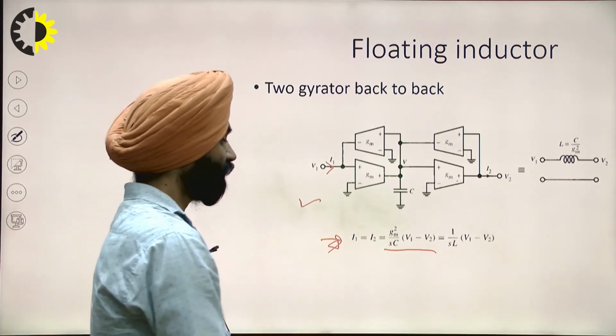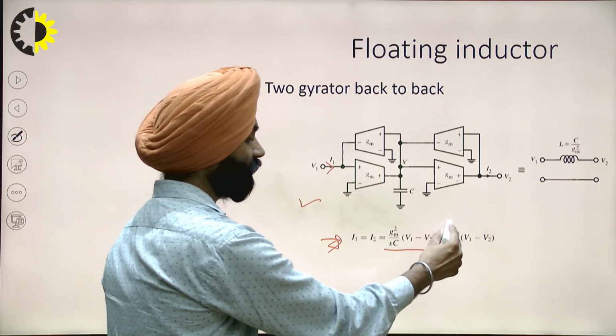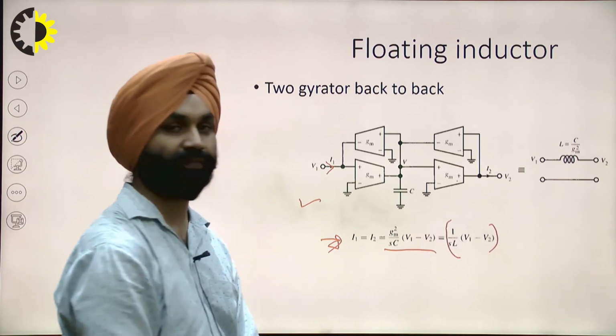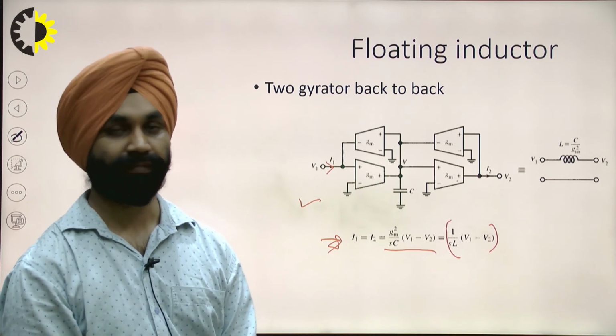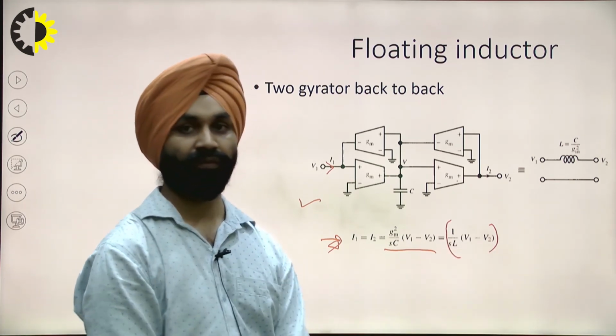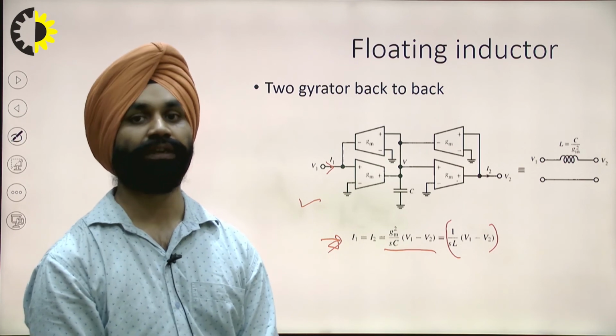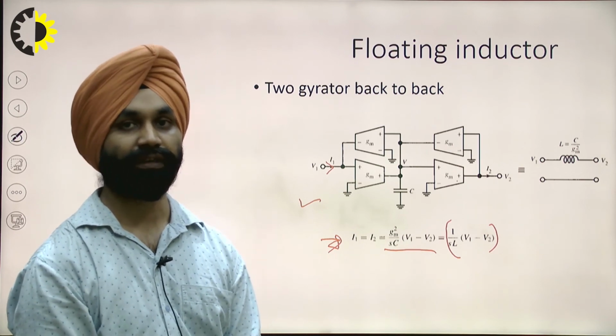So if this is 1 by S, we will have an inductor, an inductor which is not grounded. It depends on the difference of V1 and V2. So this is a floating inductor.